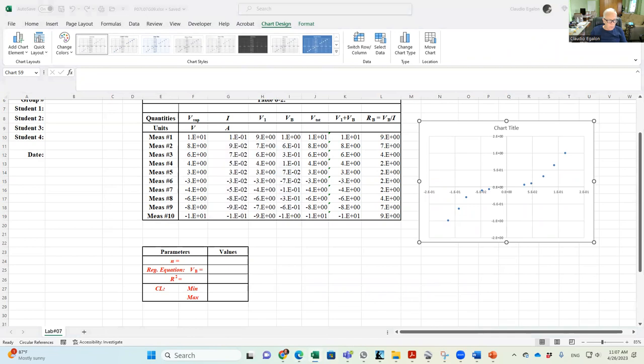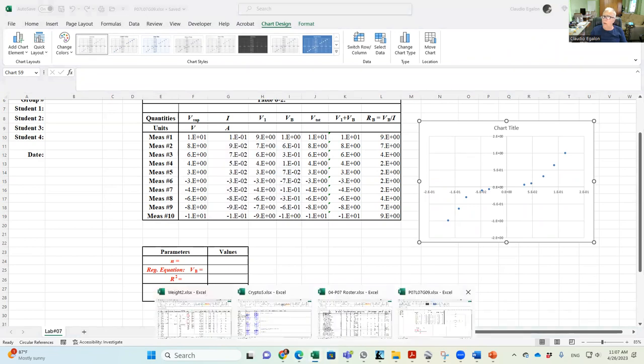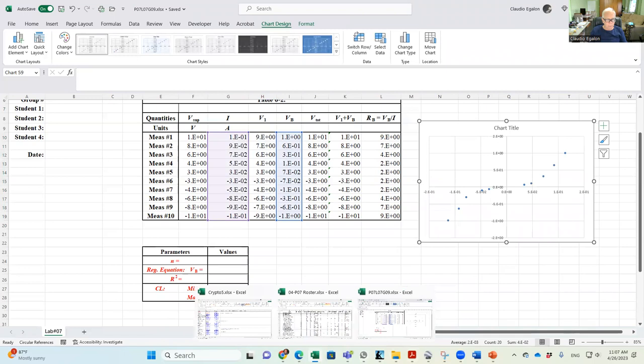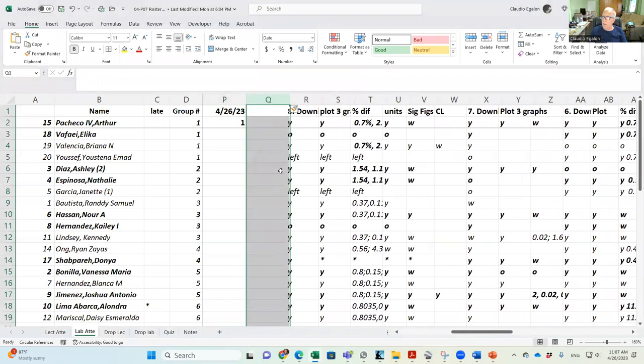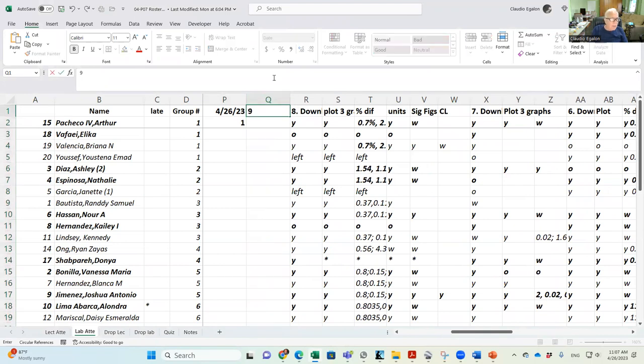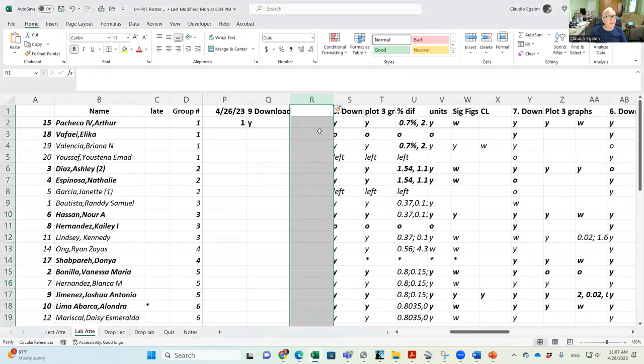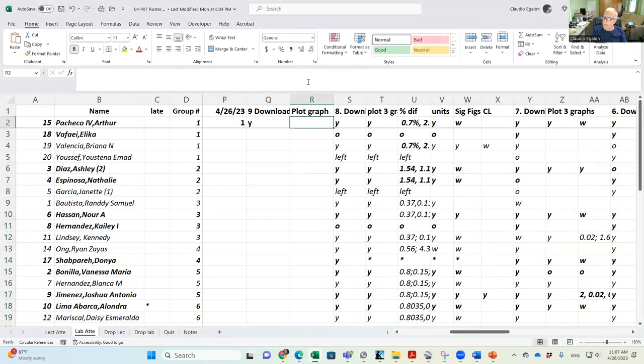See here. One, not this one. Yeah, here you go. Artur Pacheco, are you there? Oh, yeah, you're there. Good. Did you download the spreadsheet, Artur? Yes, okay, good. Did you plot the graph already, or is it too early for that? Oh, already, good.